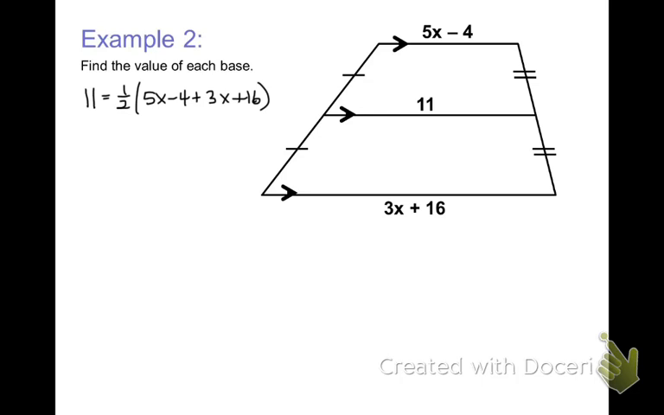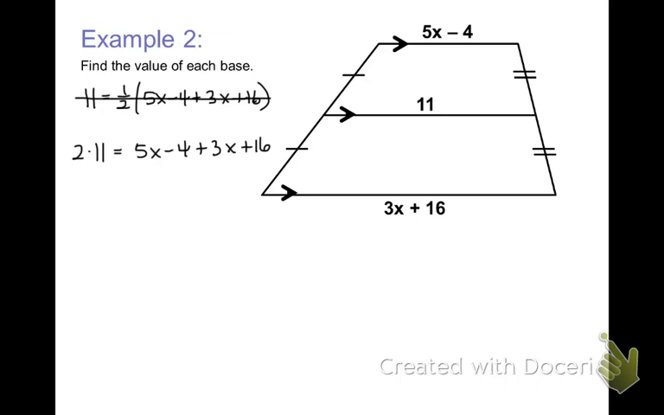The other way I told you you could write it would be to say 2 times 11, so double the mid-segment instead, equals 5x minus 4 plus 3x plus 16. Which one of these is easier to work with? 2 times 11. Yeah. That's what I was saying, the other is just hard because then you're dealing with fractions. That's not going to be that useful right now.